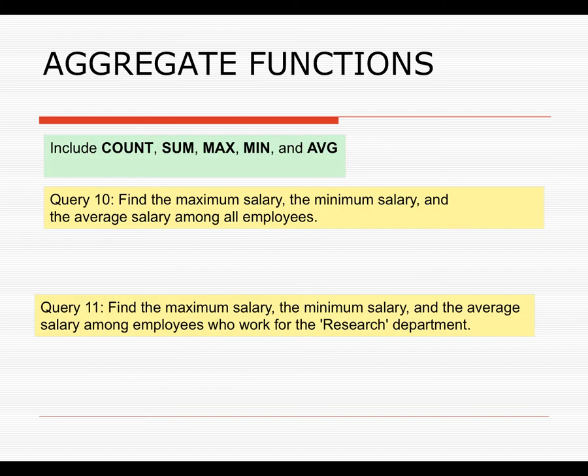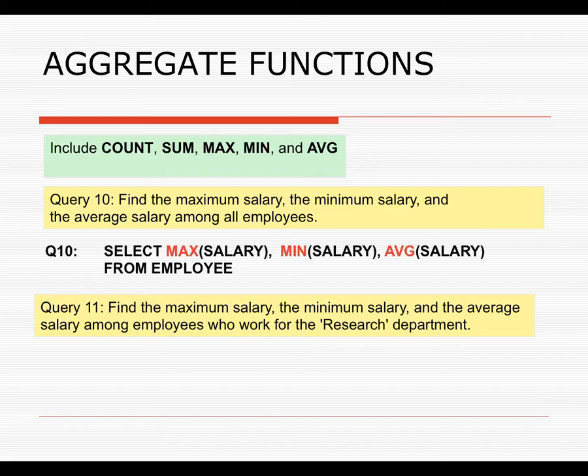The one thing I want to make sure you don't forget is all the aggregate functions that we can use from a querying perspective. The most common being count, sum, max, min, and average. So if I wanted to find the maximum salary, the minimum salary, and the average salary among all employees, this is what the SQL would look like. Select max salary, min salary, average salary from employee.